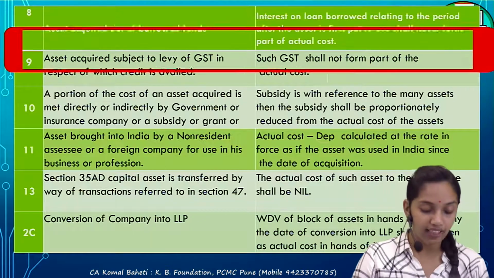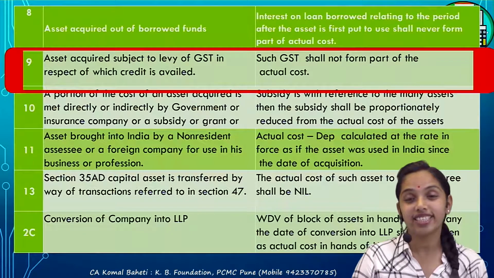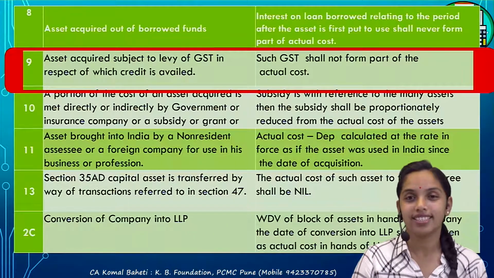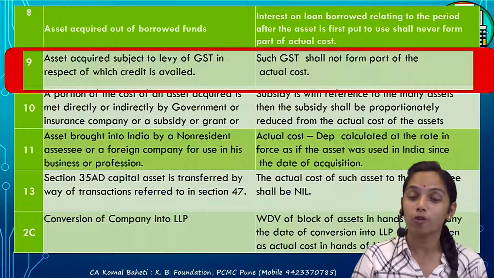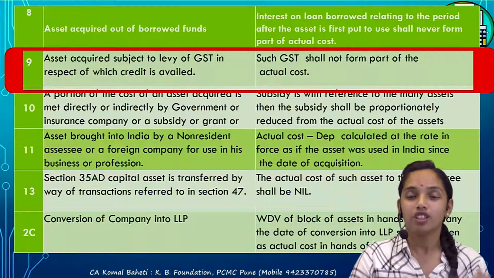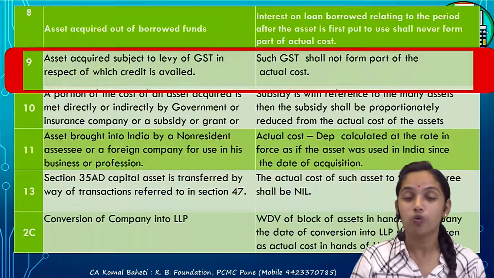Next, explanation 9. Asset is acquired, and on that asset there was a GST levy. Means on the invoice price, in the invoice there was a GST amount. So what would be the cost of acquisition, along with the GST or without the GST? For example, the cost of acquisition is 10 lakh and there is a GST amount of 1 lakh. So what is my cost of acquisition?